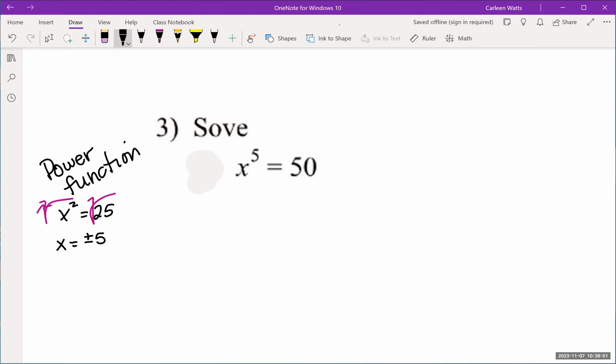Okay, to undo a squared function, we do square root. To undo a 5th power, we do a root, right? So this is what we're going to do. But we're not going to do the square root of both sides. We're going to do the 5th root of both sides.